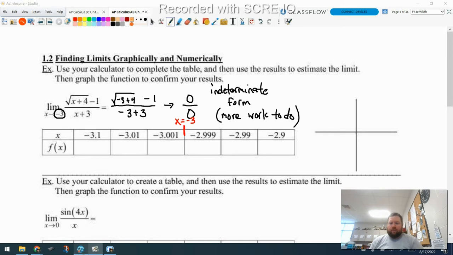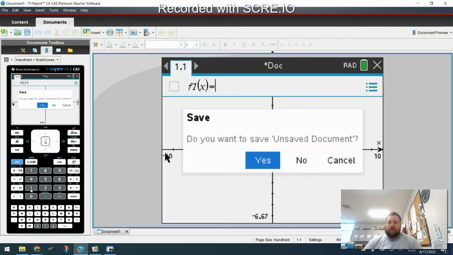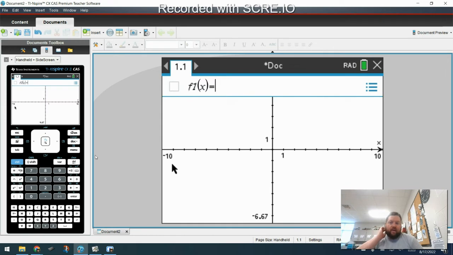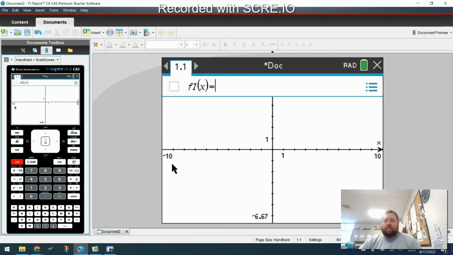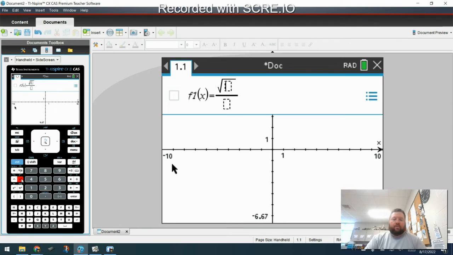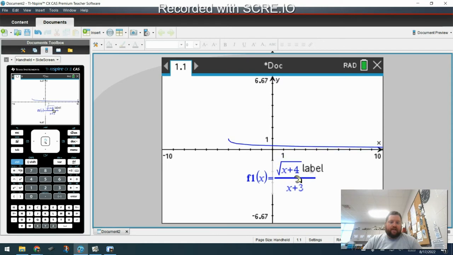So I'm going to show you what I think is the most efficient way to do it. You're going to open up a graph page on your calculator. So let me start over here. So you're just going to add a graph, and then I'm going to hit Control divided by, and then we're just going to type this in. So we have the square root of x plus 4, minus 1. And then on the bottom, we have x plus 3. All right, I'm just going to hit enter. There's our graph. We'll sketch that in a second.